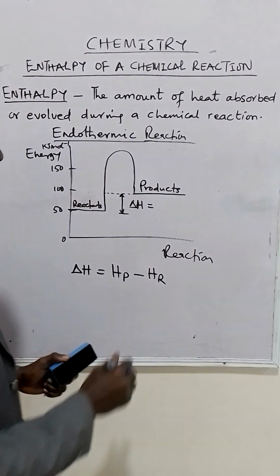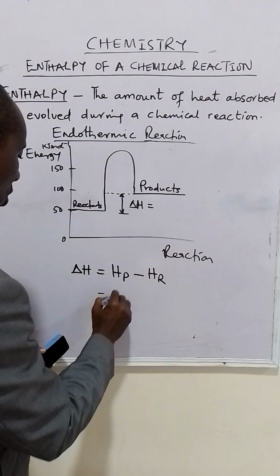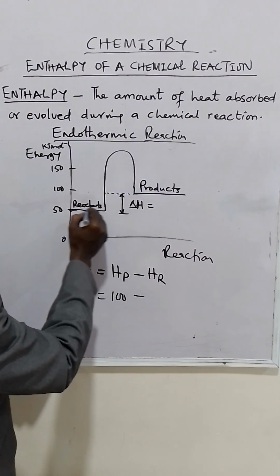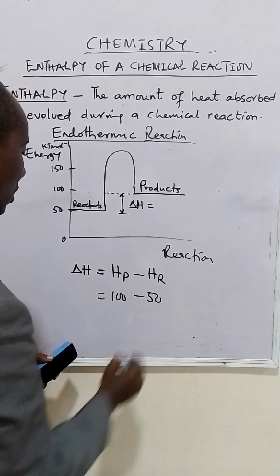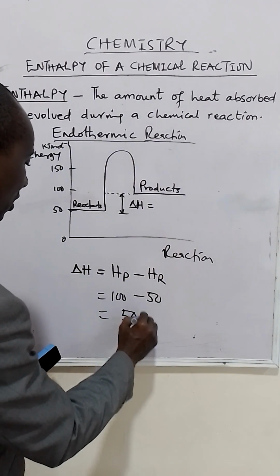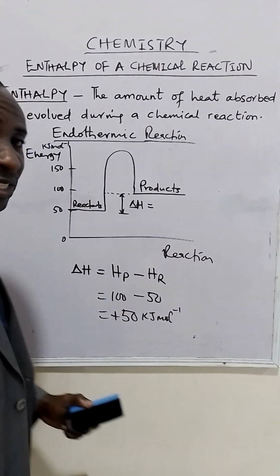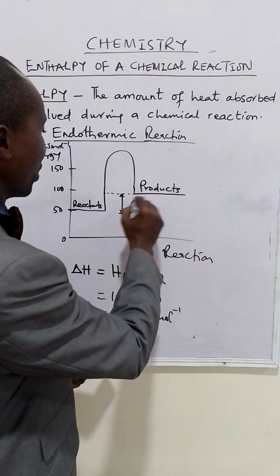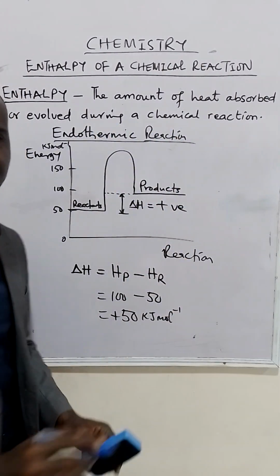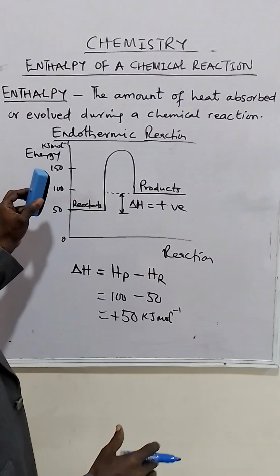Let's calculate this. For the product, what do we have? What is the value of the energy? We have 100 kilojoule per mole. For the reactant, what do we have? We have 50 kilojoule per mole. So the difference between these will give us 50 kilojoule per mole, and it's a positive value. So the enthalpy of an endothermic reaction is said to be positive. This is how we calculate the enthalpy of a chemical reaction for an endothermic reaction.